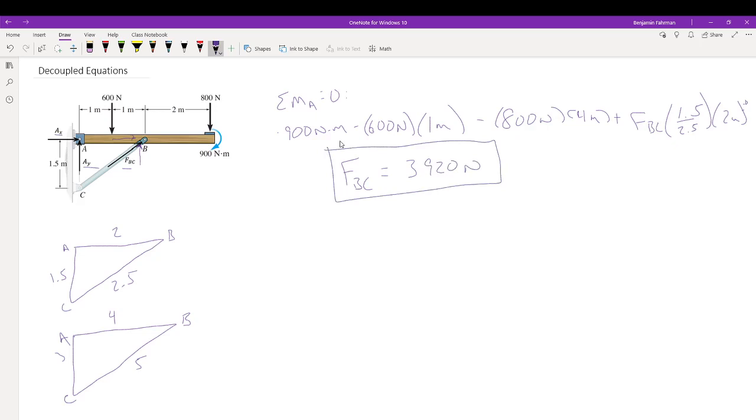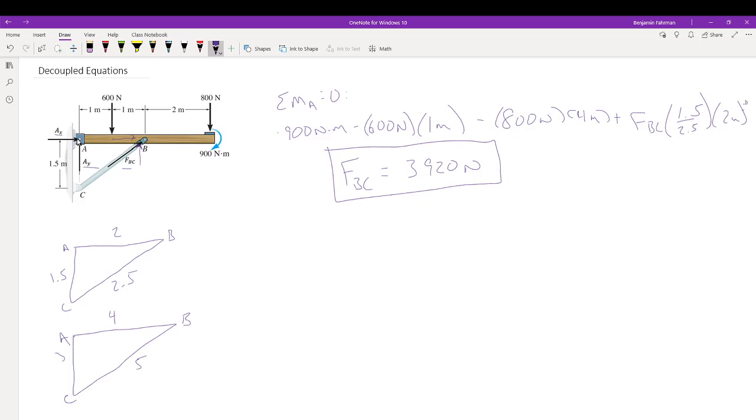Okay, so now that we know FBC is 3920, if we were to sum forces in the x or y direction, there'd be only one unknown in those equations. Those are still not decoupled equations though, because they depend on FBC. They depend on that value. So let's find decoupled equations for AX and AY.